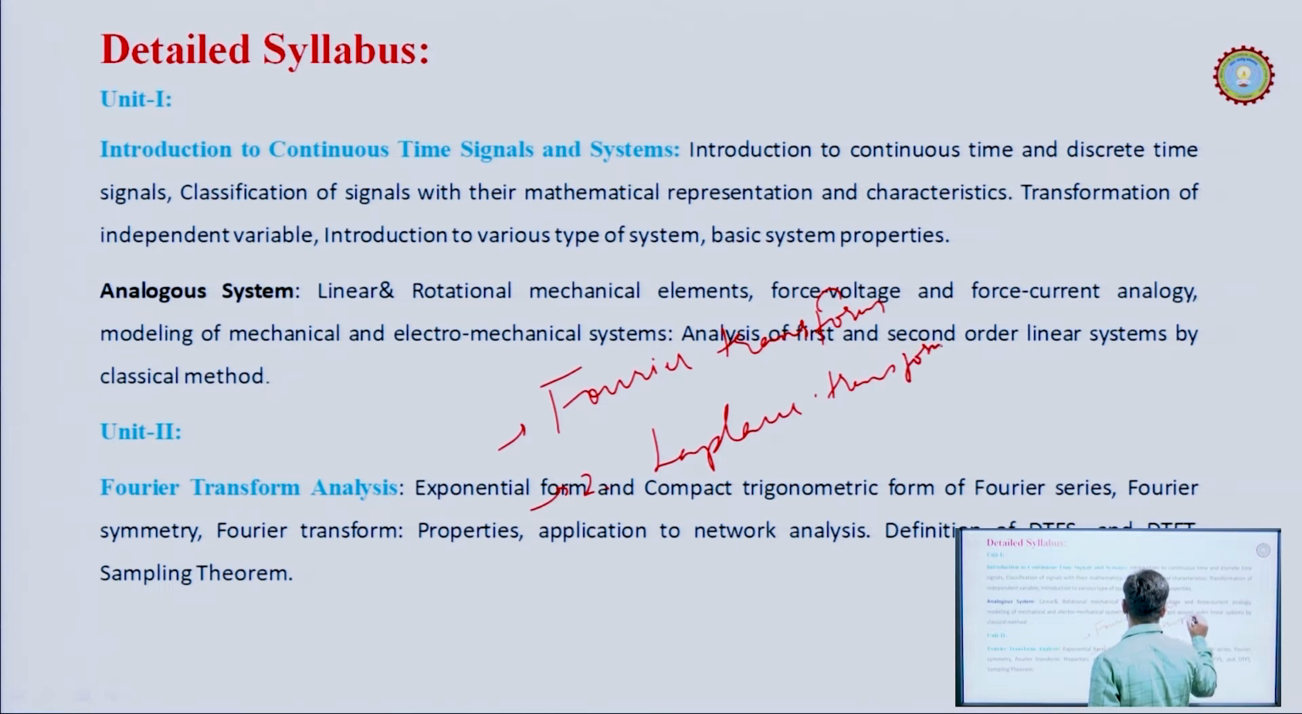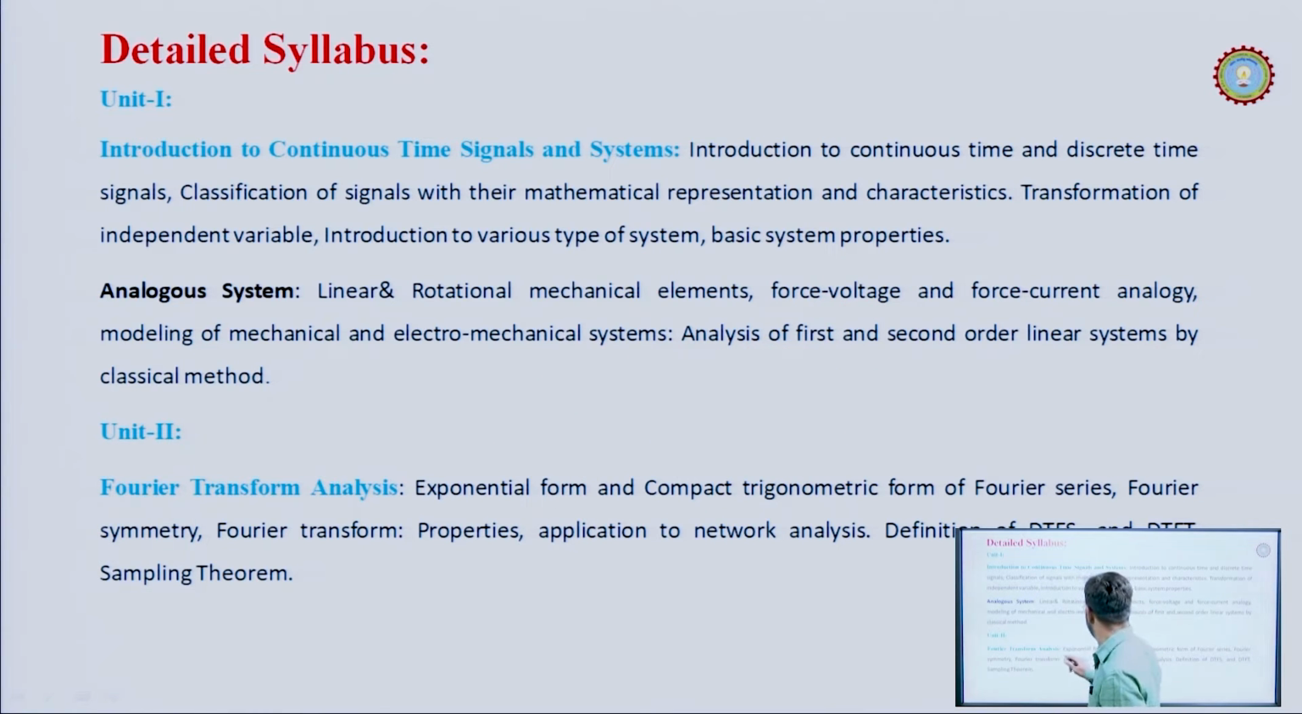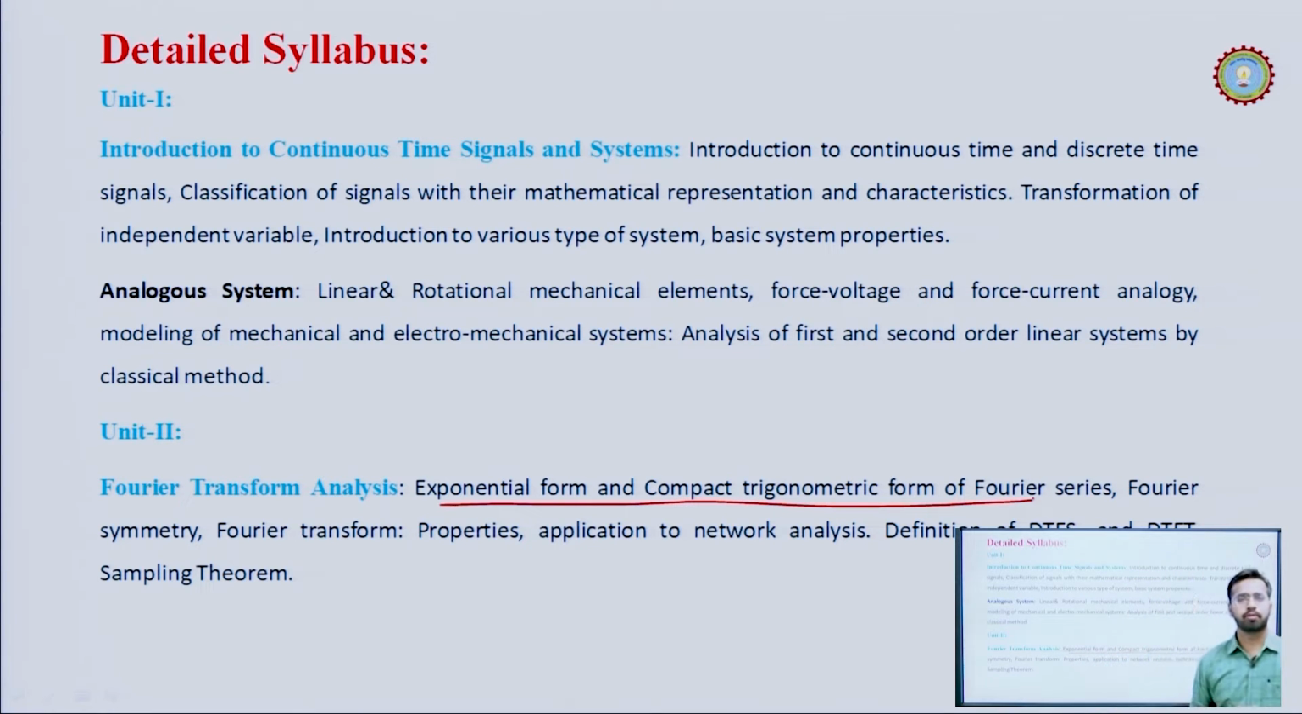So, these are the various tools which help us in having a frequency analysis of a system. If we are analyzing a signal which is having some frequency and we are trying to analyze its frequency, then these are the various methods which will help in doing it. So, in Fourier transform analysis, we have the exponential form, compact form. So, there are various forms of representing.